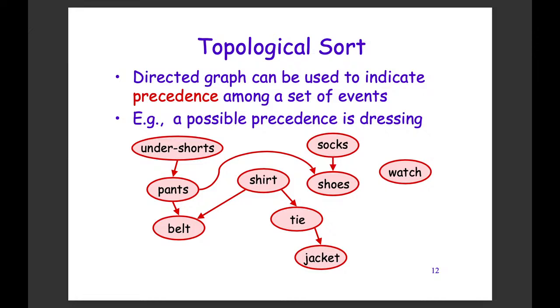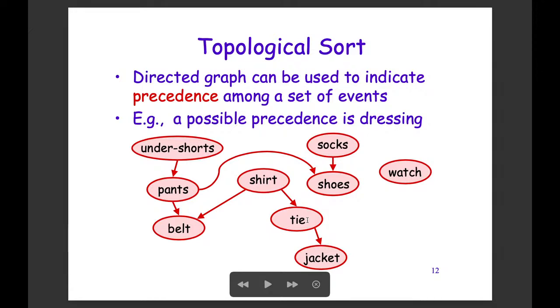So in the normal case, we should wear undershorts before we wear the pants, and then we should wear the pants before we put on the belt. Similarly, we should wear the pants before the shoes, and we should have socks before the shoes. But there is no dependency between the pants and the socks. You can wear the socks first and then the pants, or the pants first and then the socks, and so on. And wearing the watch can be done at any time, so there is no dependency. And then shirt and tie. Of course, you should put on the shirt before you can put on the tie.